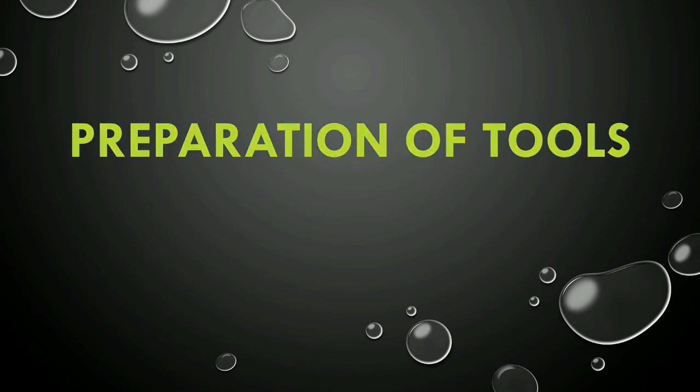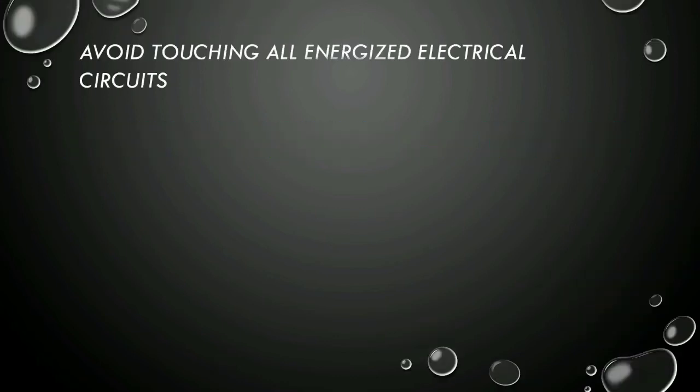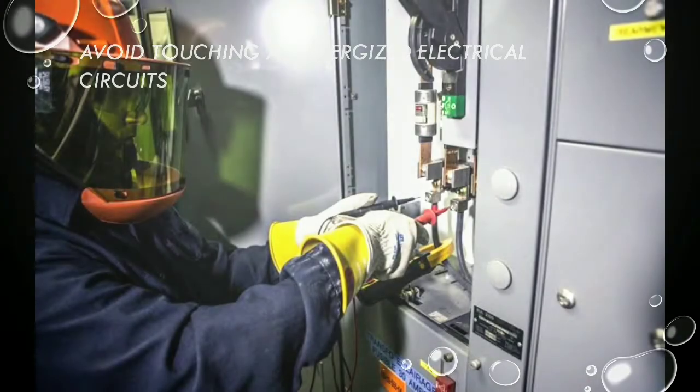Pag-usapan naman natin ngayon ang preparation of tools at ang mga dapat na tandaan bago mag-perform ng isang task or work. Number 1, avoid touching all energized electrical circuits. So, ang ibig sabihin nito guys, if ever na mag-troubleshoot tayo or magre-repair, so iwasan natin na hawakan ang mga energized na electrical circuits kagaya ng television. Pag binaklas natin yung board, iwasan nating hawakan ng bare hands ang mga components doon kasi there are components in electronics that stores energy. So, pwedeng dumaloy sa atin yung naka-store na energy doon and ma-aksidente tayo.